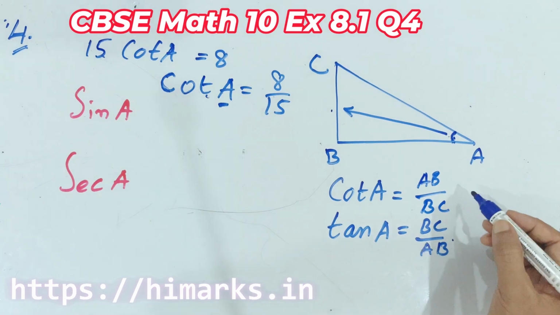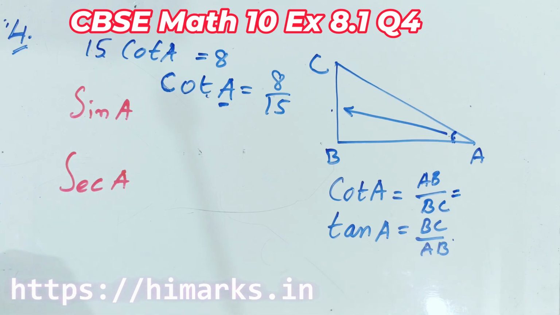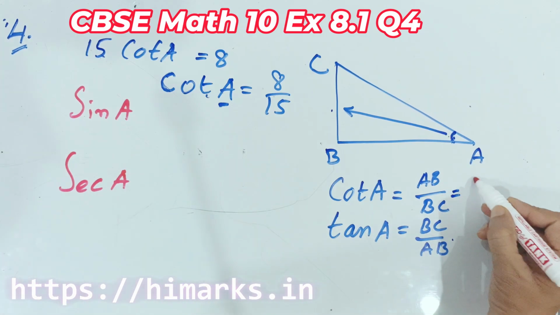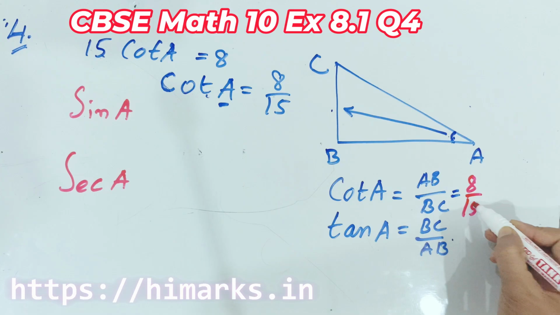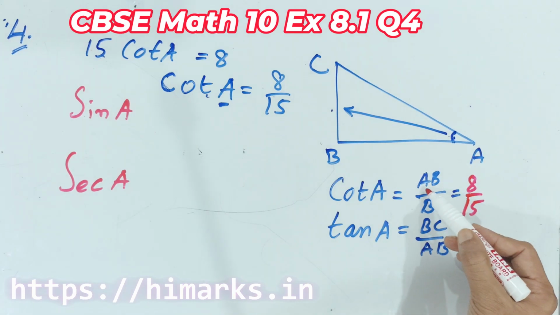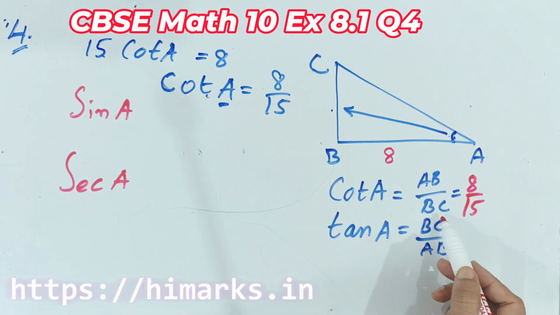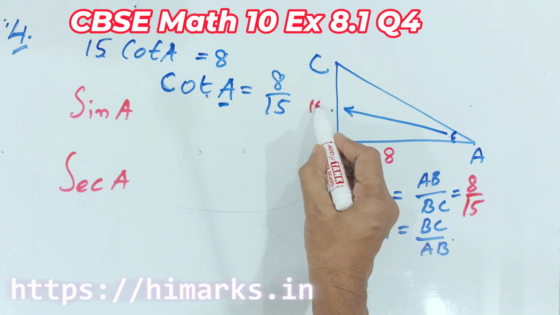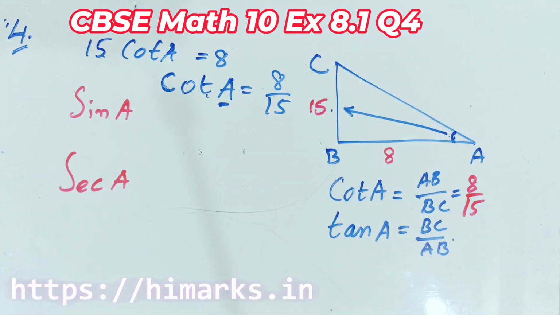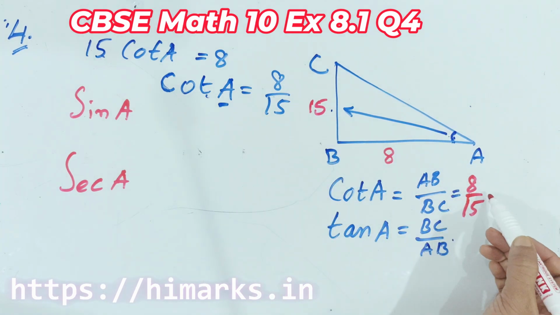Now cot A is given as 8 by 15. That means AB is 8 and BC is 15. This is the ratio given.